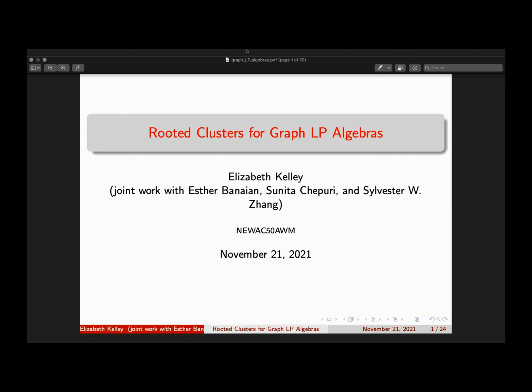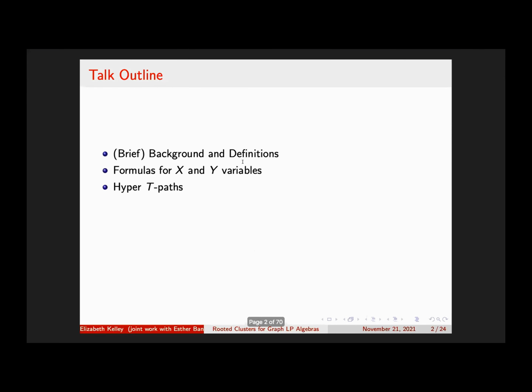So I'm going to talk, like my title indicates, about rooted clusters for graph LP algebras. And the basic outline of the talk is that I'm going to give some brief background and definitions. I'm going to show you some formulas that we have, and then a combinatorial construction that gives us interpretations for certain coefficients in these formulas.